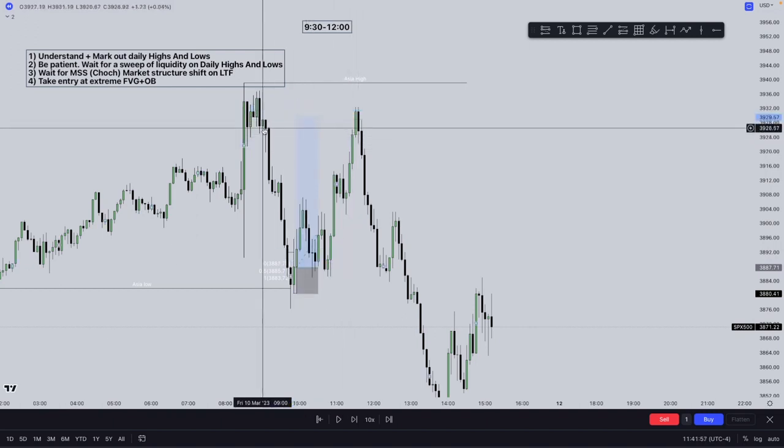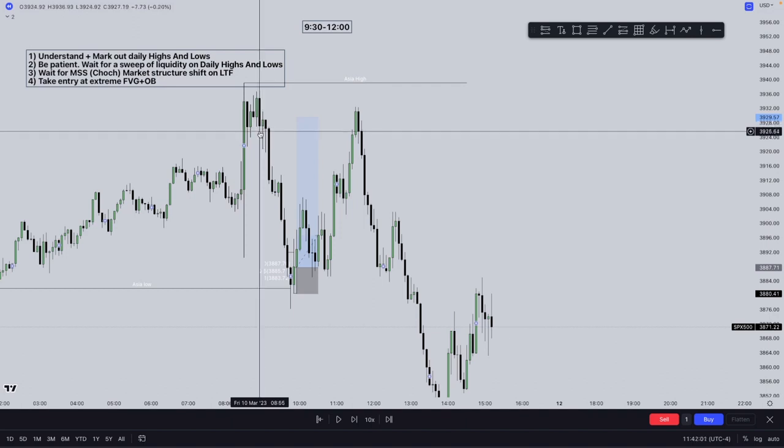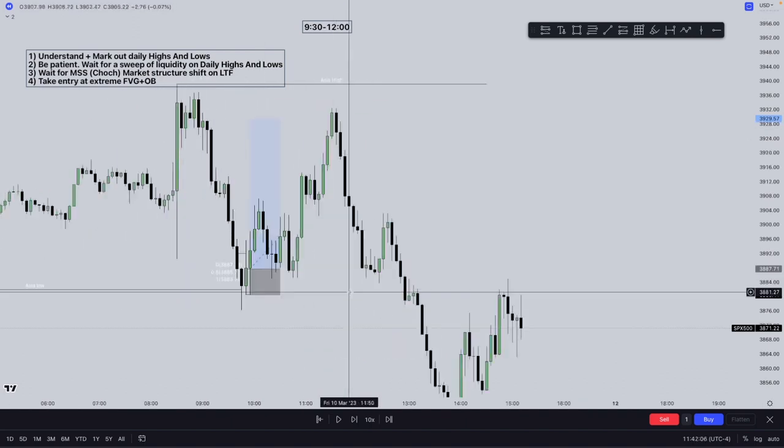So yeah, it's a very easy strategy. Backtest it yourself, you'll see it works incredibly well. Again, one final thing I do want to say is that if you also combine this with the daily bias, it works extremely well. So I will be making a video on that extremely soon.